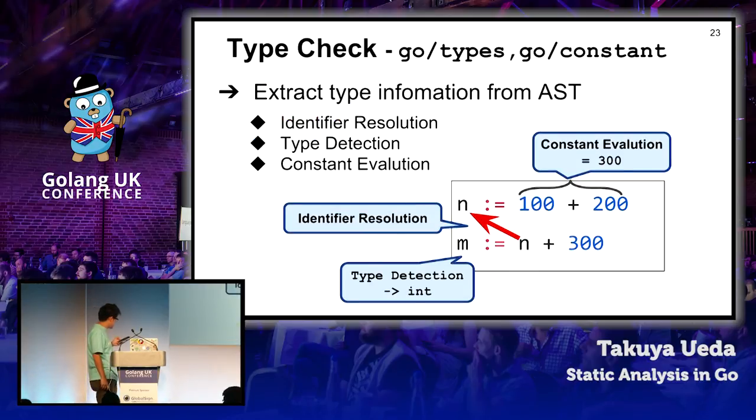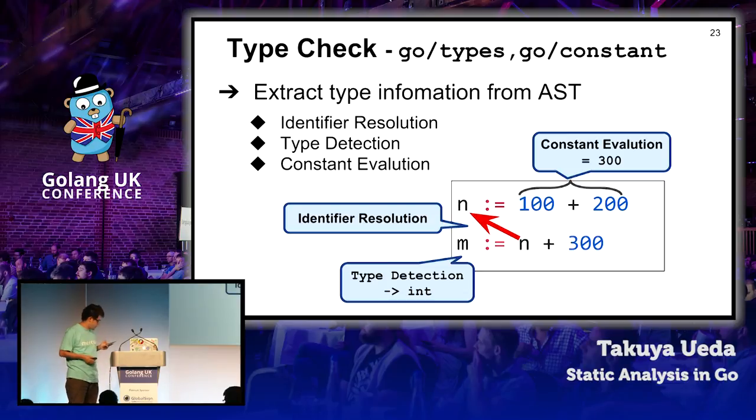The type checker does three things: identifier resolution, type detection, and constant evaluation. You can know many things from type information, for example, where a variable is defined and used, which type an expression has, and so on. If you want to develop a refactoring tool such as gorename, you can use the type checker, because when you rename an identifier, you need to know where the identifier is used in your code.